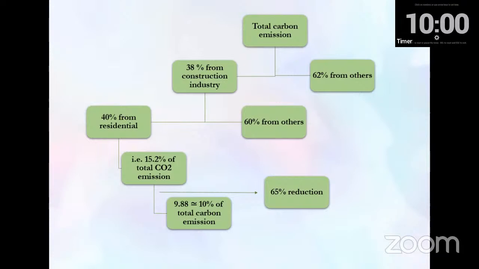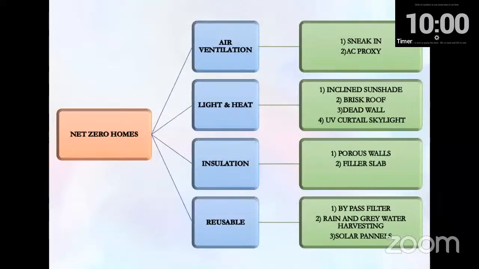If you see, 38% of carbon comes from the construction industry, and we are reducing it. In that, residential houses contribute 40%, and we are trying to reduce 65% of that carbon. That is, we are reducing a total of 10% of the carbon released to nature. Next, these are our concepts for how we are reducing the carbon. That is net zero homes. Actually, it is towards net zero homes.